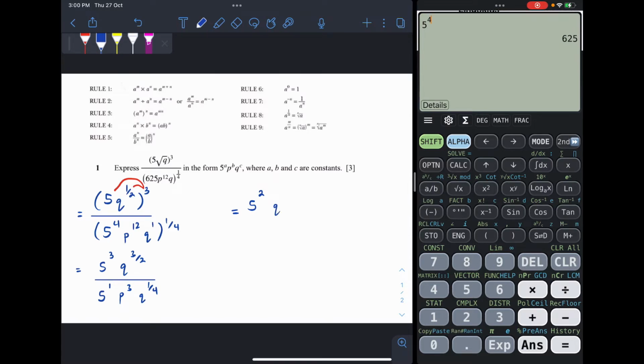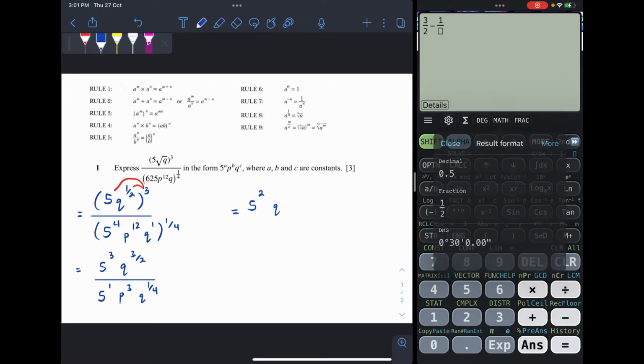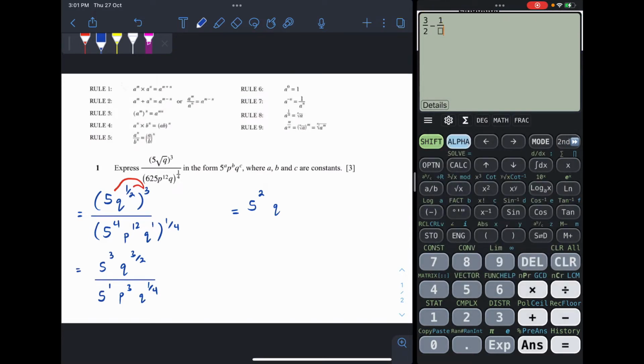For q, we have 3 over 2. This is my new app that I'm trying out on the iPad, and I'm still trying to figure out how to use it. So 3 over 2, minus another fraction. I know it's going to be 1, guys, I'm just trying to show you how it works. So 3 over 2 minus 1 over 4. It's not really intuitive.